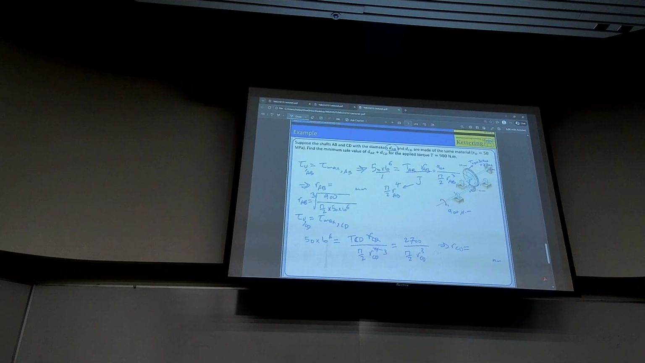This is 1/3. This is 1/3. This is third root. Guys, that's the third root. That means you raise it to the power of 1/3.